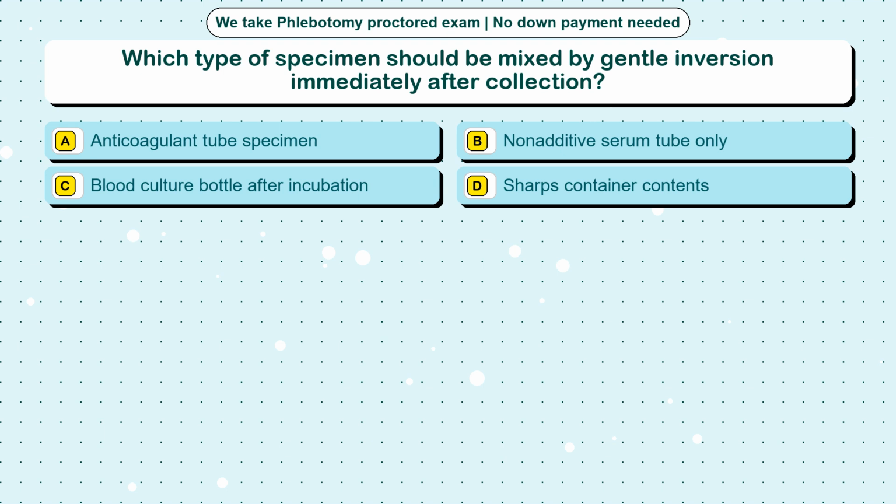Question 93. Which type of specimen should be mixed by gentle inversion immediately after collection? Option A. Anticoagulant tube specimen. Option B. Non-additive serum tube only. Option C. Blood culture bottle after incubation. Option D. Sharps container contents.